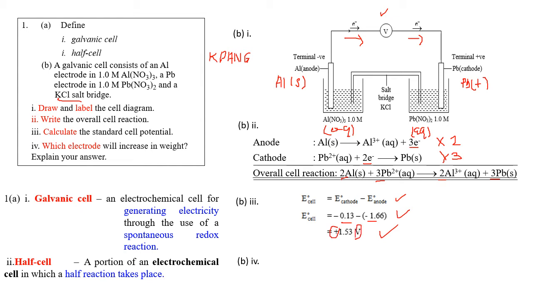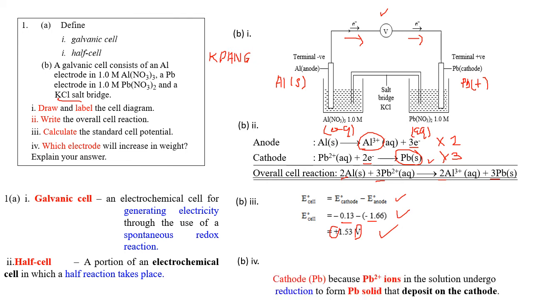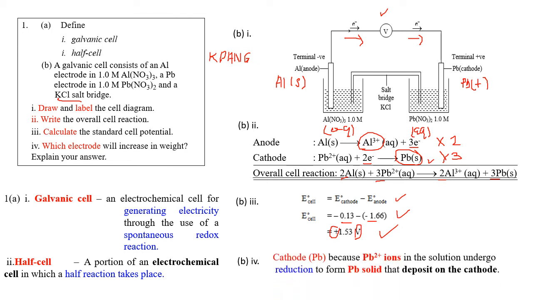Based on the equation, you can actually check which electrode will increase in weight. You check: this one becomes aluminium ion. This one becomes lead solid. Automatically we know that the solid is formed at the cathode. So the answer is the cathode, lead, because Pb2+ ions in the solution undergo reduction to form lead solid that deposits on the cathode.